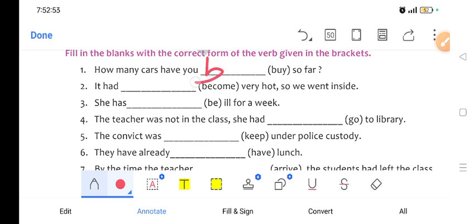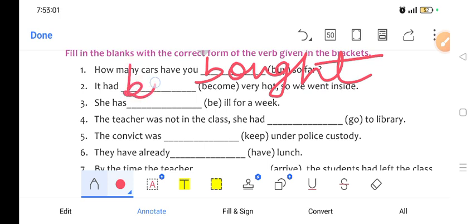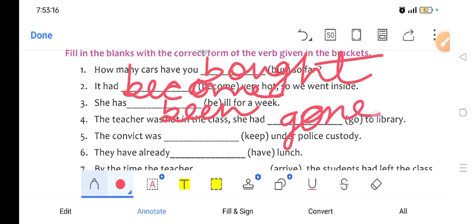We will use here the third form of the verb, that is bought. Okay, have takes the third form of the verb. It had become. So become is the third form. Next, she has been. We will put here again the third form with has. She has been ill for a week. The teacher was not in the class. She had gone. So the third form of go is go, went, gone.